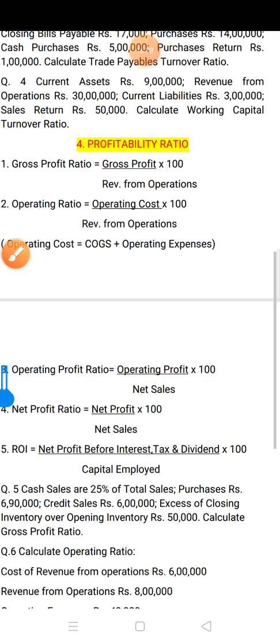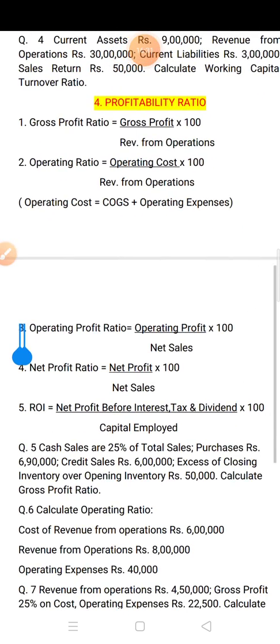Now next is profitability ratio. In profitability ratio there are 5 types of ratio. The first one is gross profit ratio. The formula is gross profit upon revenue from operation into 100. Operating ratio: operating cost into 100 upon revenue from operation. Here operating cost means cost of goods sold plus operating expenses. Operating expenses means selling expenses, administration expenses.